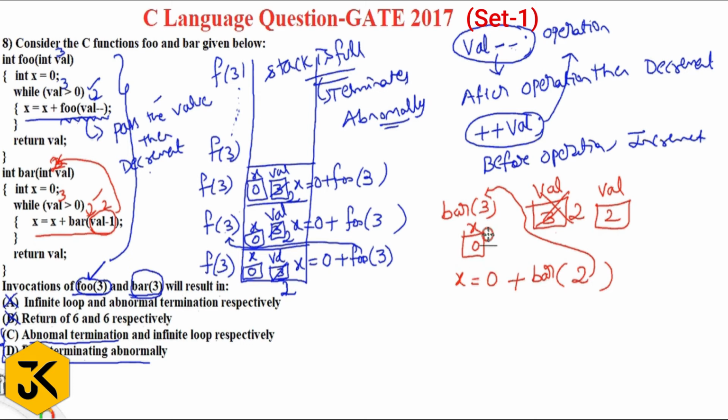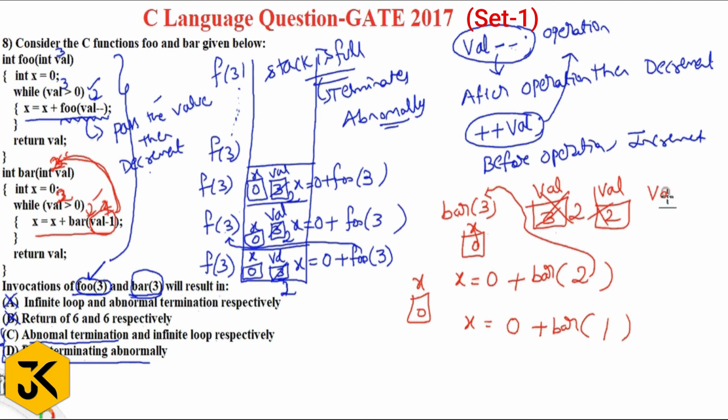Now once again the local variable x is created, x with 0, and this 2 is greater than 0. Greater than 0, the condition will go to the loop: x equal to 0 plus bar of 2 minus 1, that is 1. So now it is going to call, passing 1 once again to here.